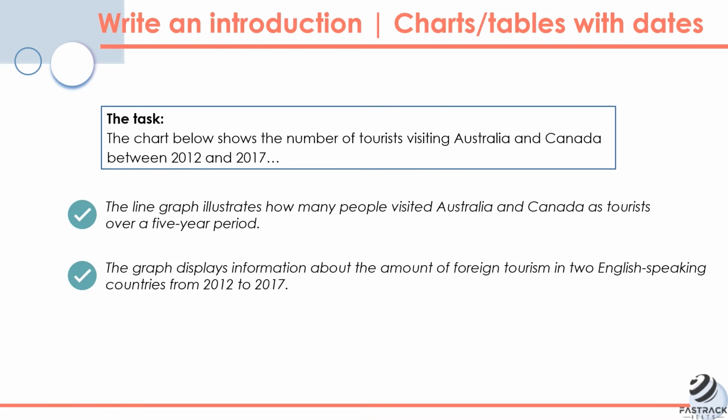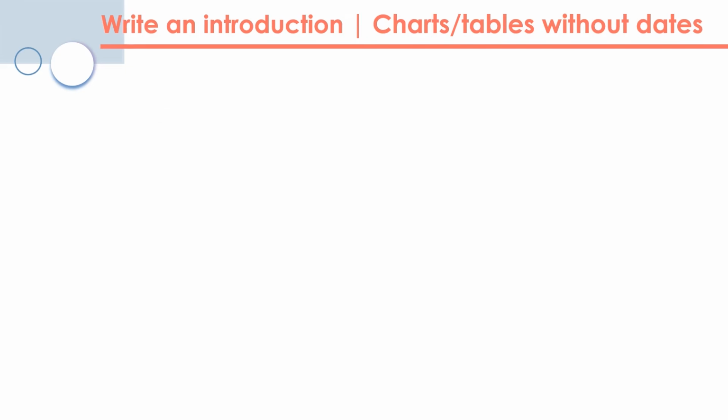Here is another version. The graph displays information about the amount of foreign tourism in 2 English-speaking countries from 2012 to 2017. Instead of tourists, I used tourism and added the word amount, the amount of foreign tourism. Australia and Canada are both English-speaking, so I decided to describe them this way. I could just say 2 countries. Between 2012 and 2017 is now from 2012 to 2017.